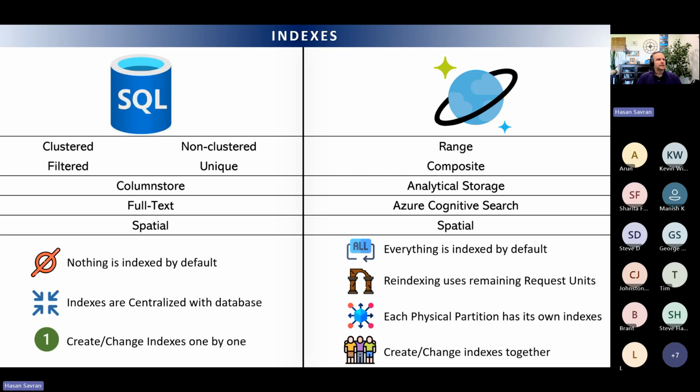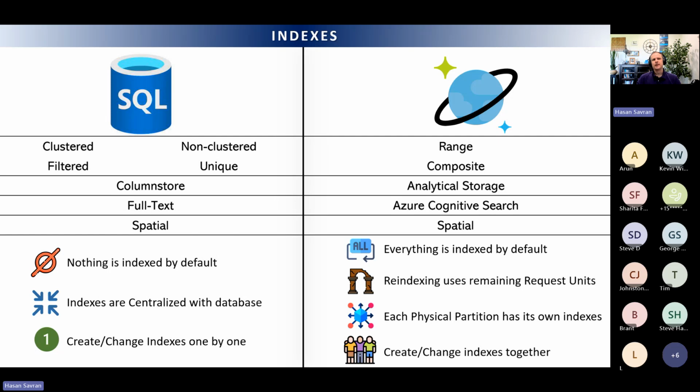Next one is indexes. SQL Server has all kinds of indexes out there, and the most common ones are clustered, non-clustered, and filtered. If you compare that to Cosmos DB, we have range and composite indexes, which work pretty similarly. We have columnstore indexes in SQL Server for analytical queries, and Cosmos DB has analytical storage. It's kind of the same idea, the way they save the data, columnstore and analytical storage in Cosmos DB. You can have full text indexes in SQL Server.